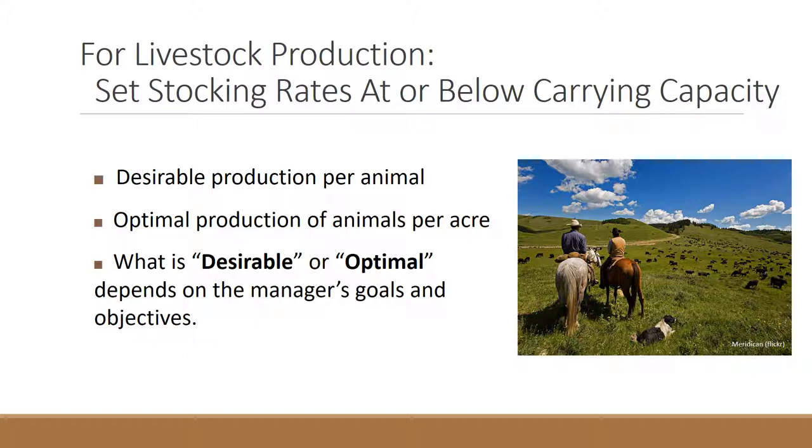Now, which is more important to you, the production per acre or production per animal, depends a bit on your management goals. People that are producing heifers or bulls for breeding, they're producing seed stock, might be more interested in the production per animal. Whereas other people who are really just trying to pay the mortgage and get the expenses of the ranch handled may be fine with really focusing on the production per acre. So what is desirable or optimal really depends on the manager's goals.